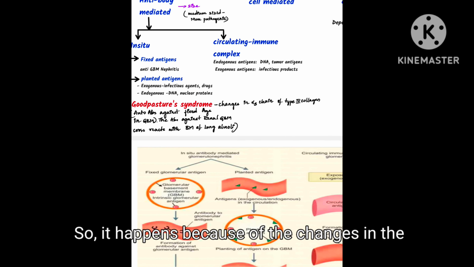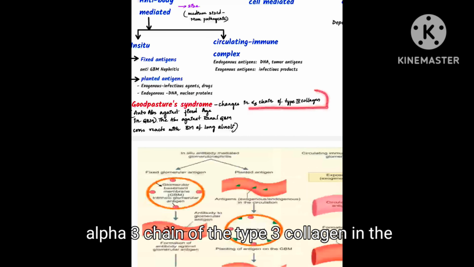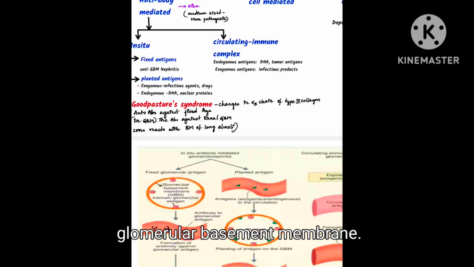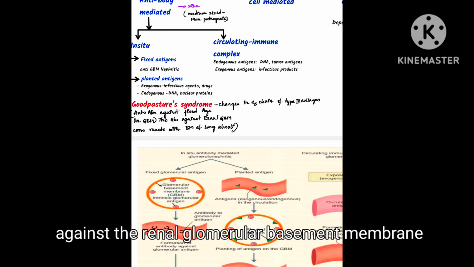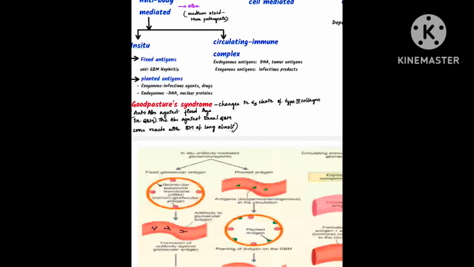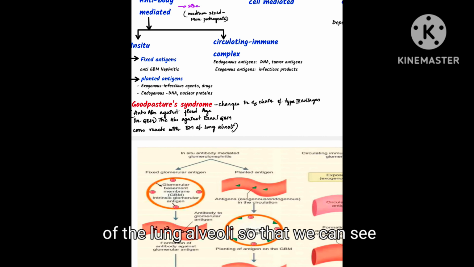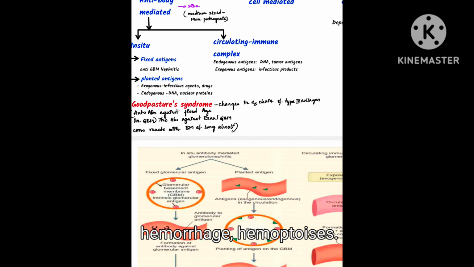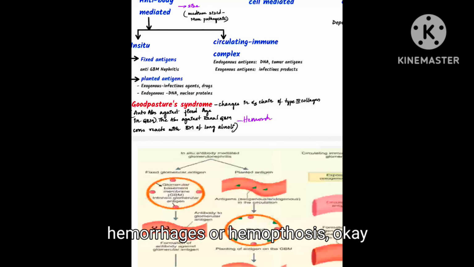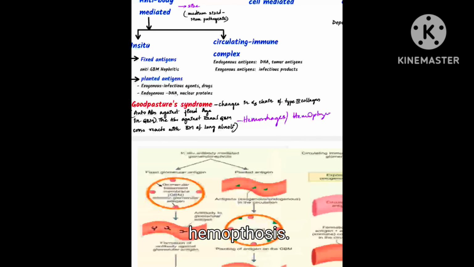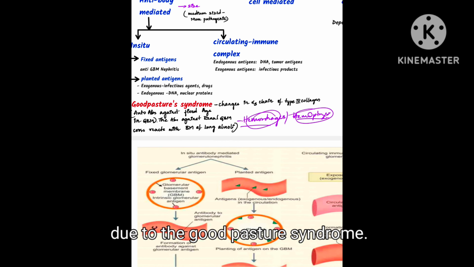It happens because of changes in the alpha 3 chain of type 4 collagen in the glomerular basement membrane. So when there is a change in the basement membrane, the antibodies formed against the renal glomerular basement membrane cross-react with the basement membrane of the lung alveoli, so that we can see hemorrhage, hemoptysis. So what can we see? We can see hemorrhages or hemoptysis. These are the conditions caused by Goodpasture syndrome.